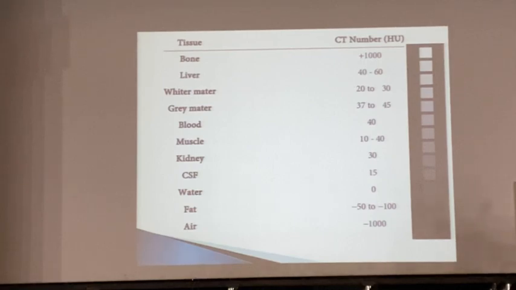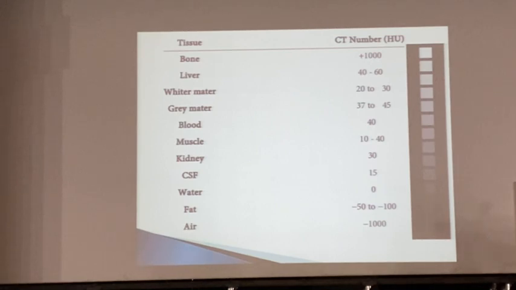It is an approximation. It is not the exact density of the white matter and the gray matter. These are the approximations of the densities.